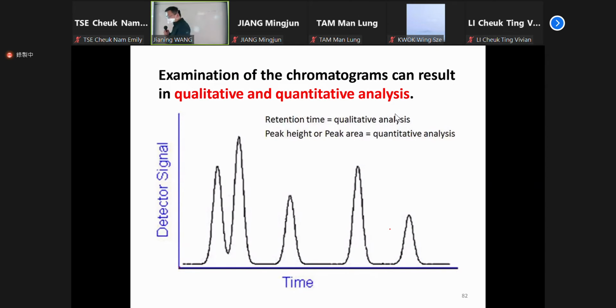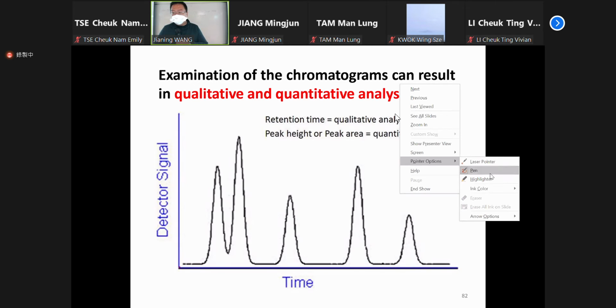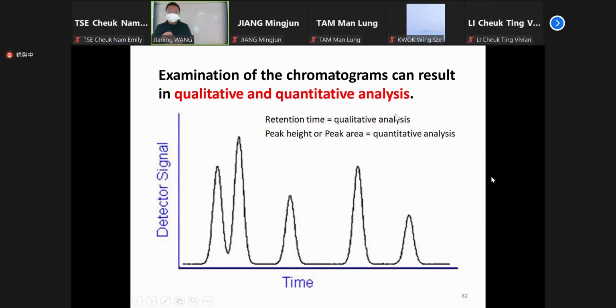Okay, so when we look at the spectrum we can do qualitative and quantitative analysis because of the retention time. If we, for one separation, for a certain column condition.